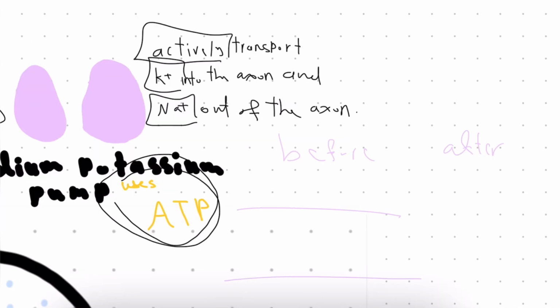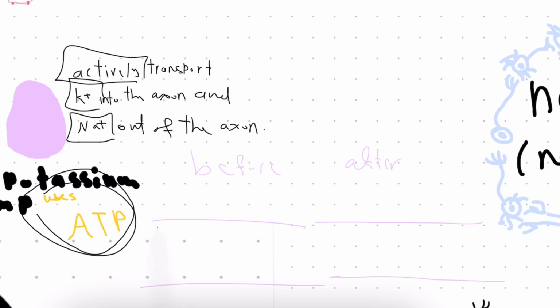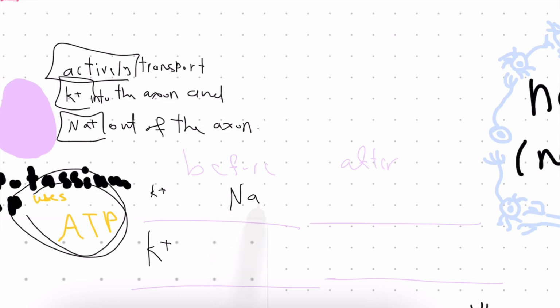The result is unequal distribution of ions, and this unequal distribution causes the inside of the axon to become negative with respect to the exterior. That is why at rest the oscilloscope reads a potential difference of negative 65 millivolts. The black one is before. We have larger concentration of potassium inside than outside, a larger concentration of sodium outside than inside.